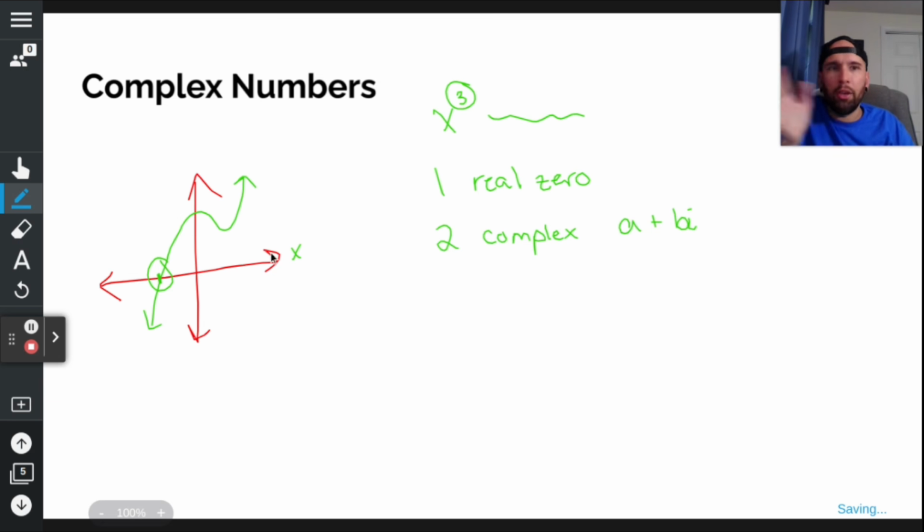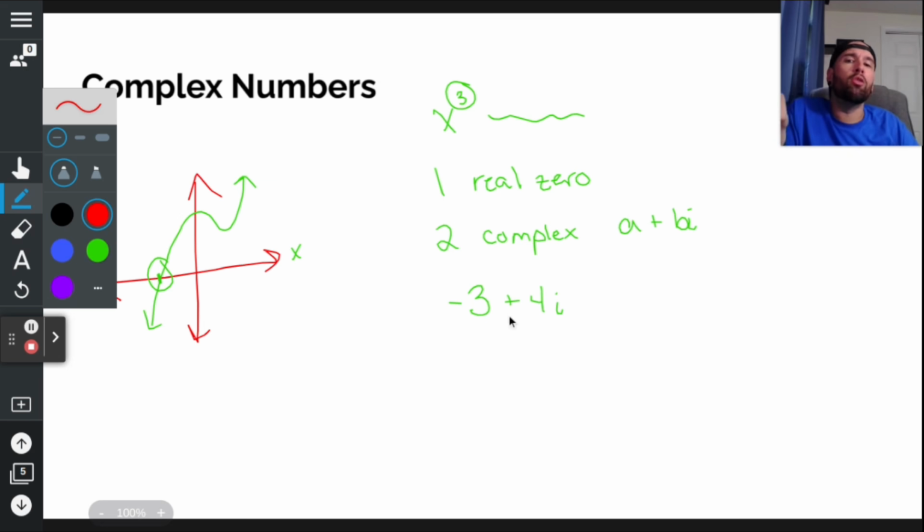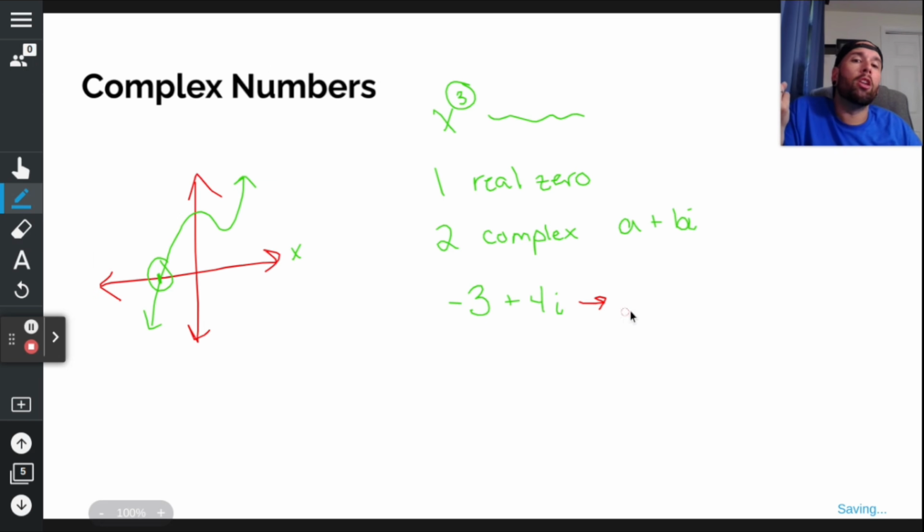This is just a shot in the dark. I have no clue if this is accurate or not. But if I were to tell you that one of the zeros that's complex is negative 3 plus 4i, and I said, okay, great, that's one of them. Find the other. And if you're like, oh, I don't know, it's simple. If you have 2 complex zeros and you know one of them, the other is going to be its conjugate. The conjugate is when you flip the sign in front of the i term. So the conjugate is going to be negative 3 minus 4i.